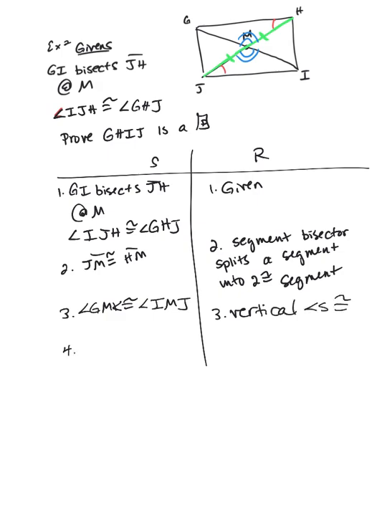Now we can say that these two triangles, triangle GMH is congruent to triangle IMJ. And that is by angle side angle, because JM is between the angles IJH and angle IMJ. So it's an included side. So that is angle side angle.